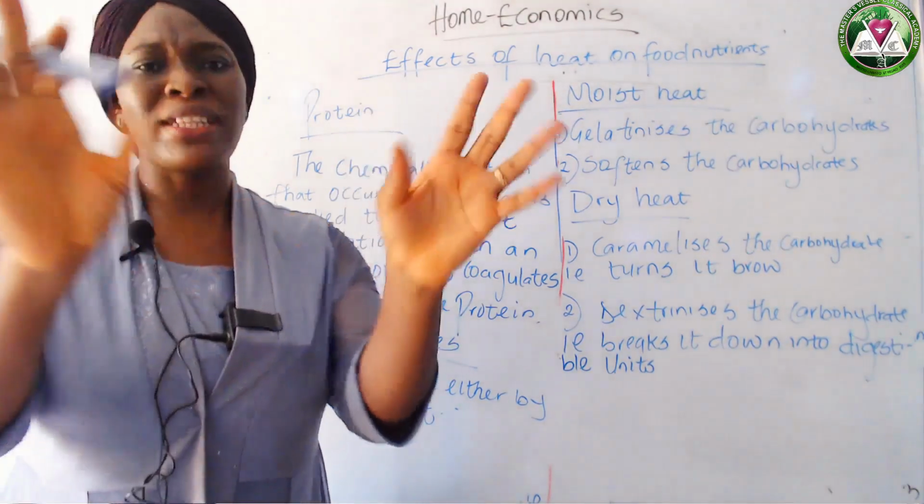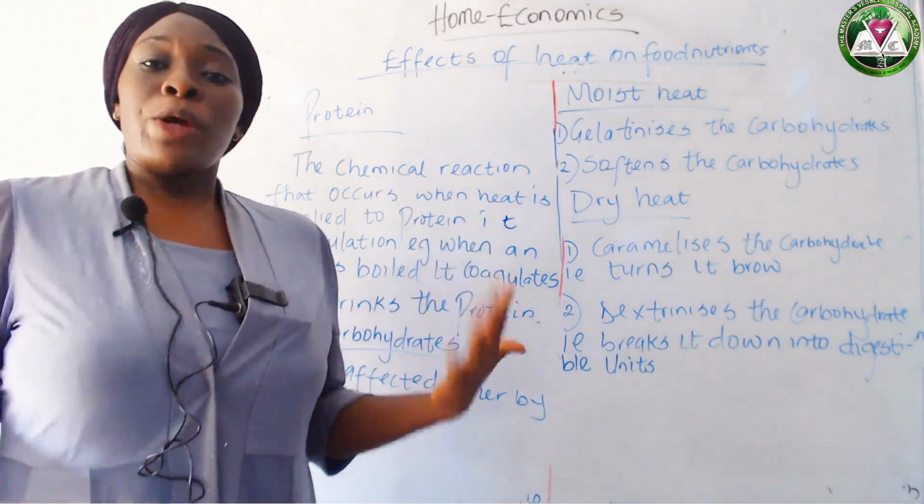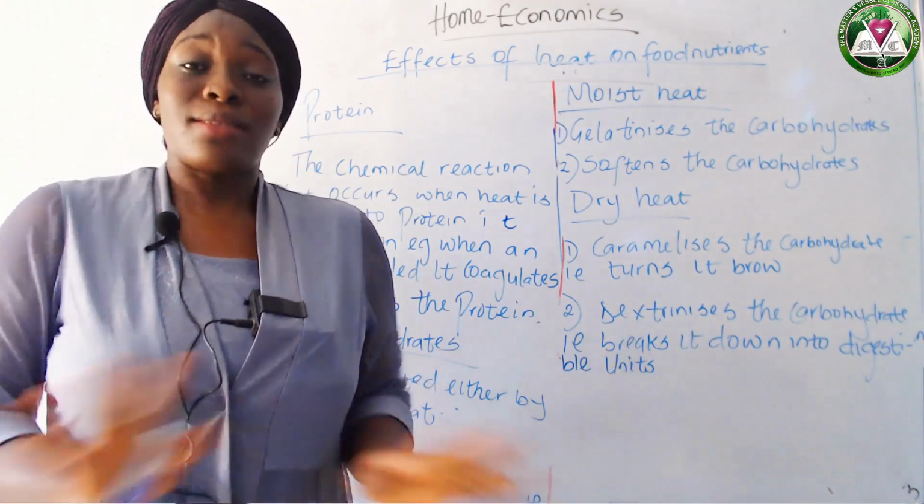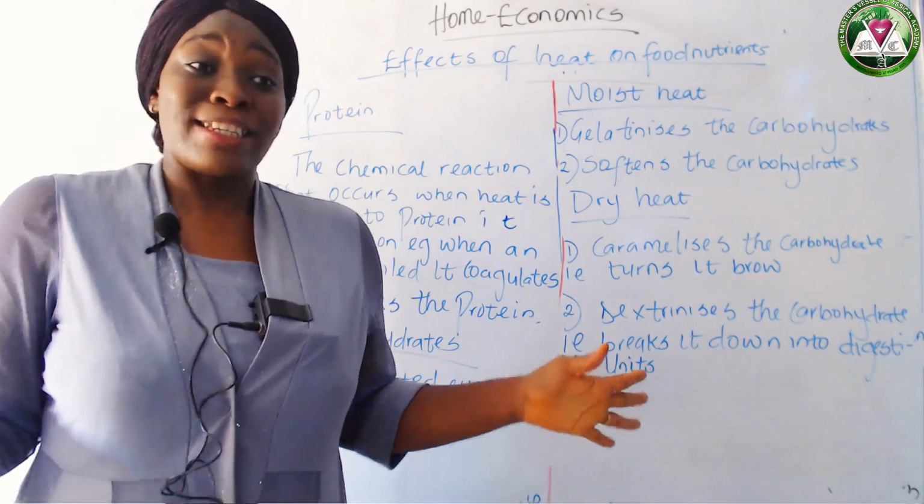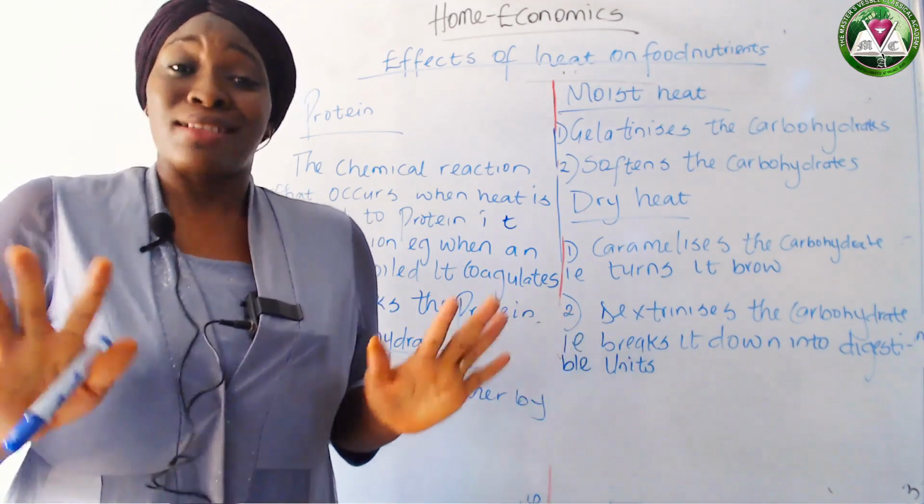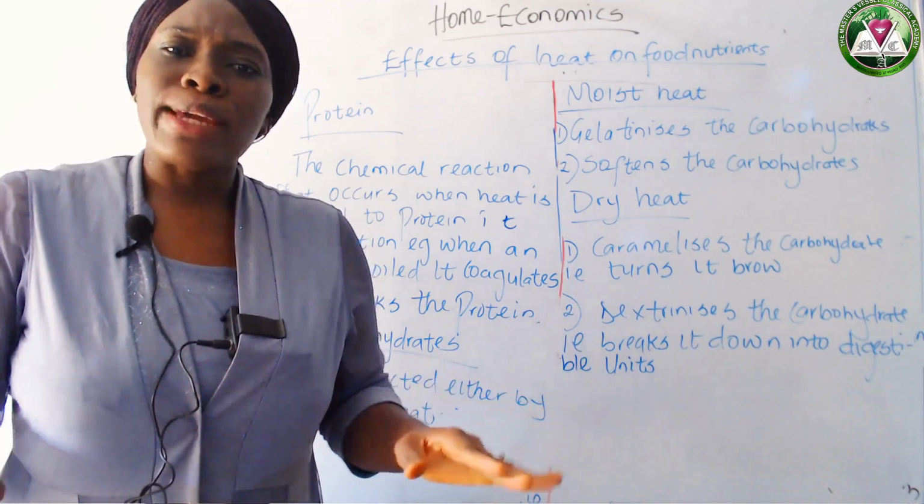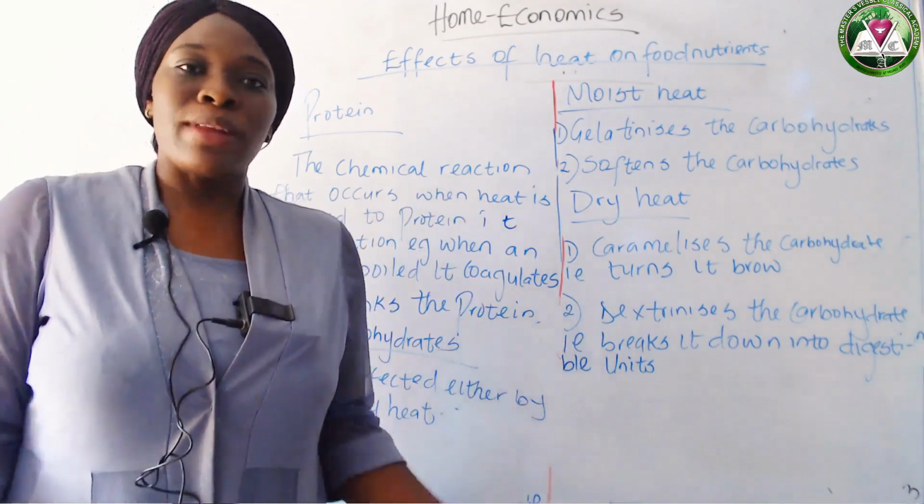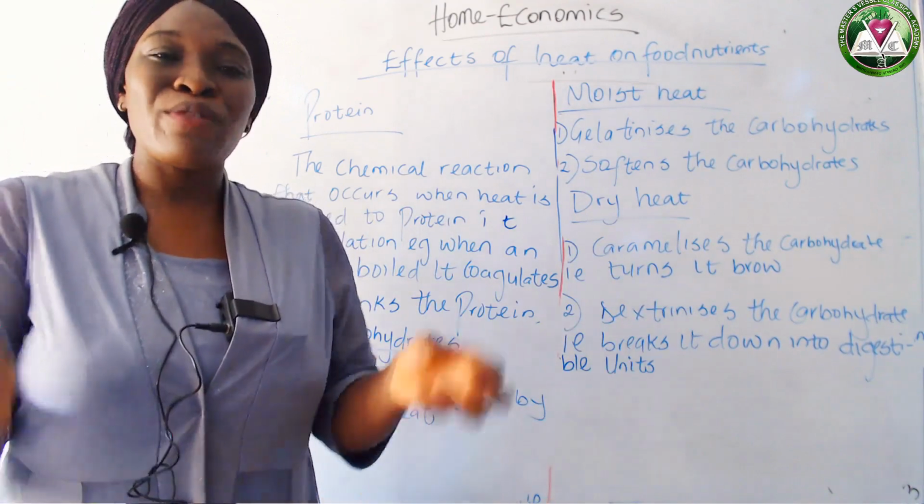Take for instance, your meat at home. When you buy it from the market, what happens? It's still okay. You'll be looking at it. This meat is big. The sizes are big. But immediately you cook it, what happens? It shrinks. It becomes smaller. Especially when you fry it on top of it, it will even be smaller.